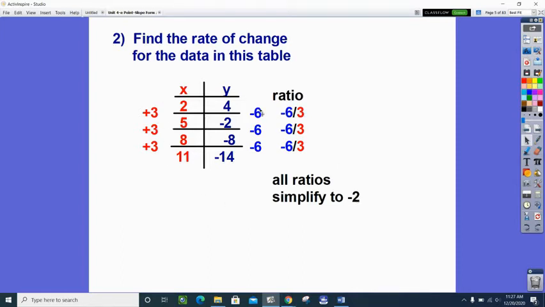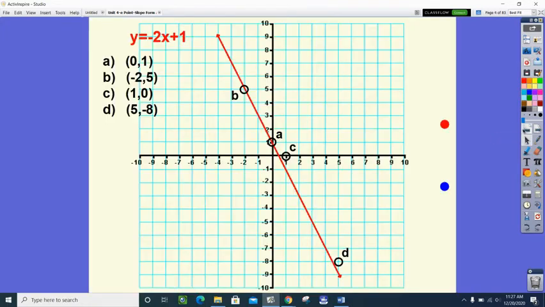It doesn't matter which 2 points you pick. I'm showing you it works all the way down. And even if you'd picked the top and the bottom and simplified, you would have gotten still that -2. So the rate of change, or slope in this case, would be -2.